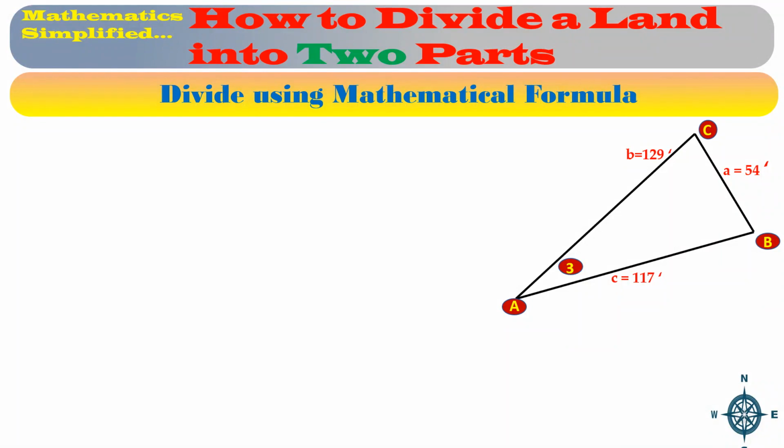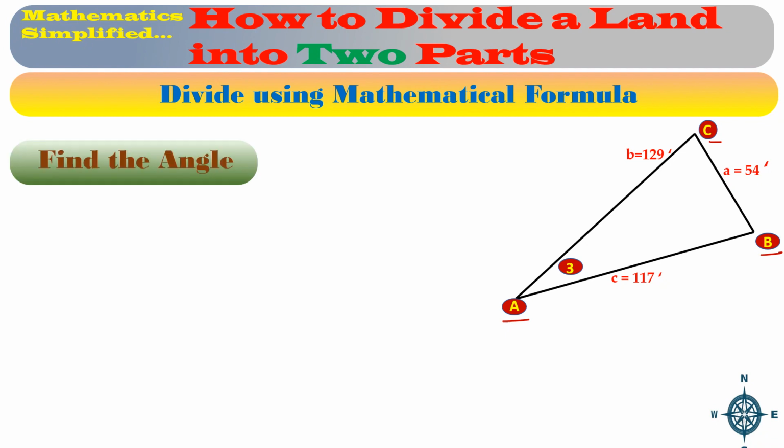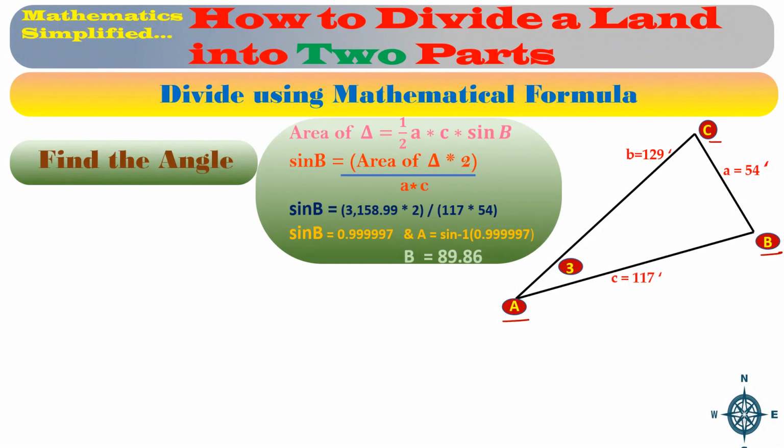So we are marking the triangle. These are the angles A, B, C I am marking. Normally in any triangle, the side opposite angle A is side A, the side opposite angle B is side B, and the side opposite angle C is side C. Next we need to find the angle. We need to find this angle.